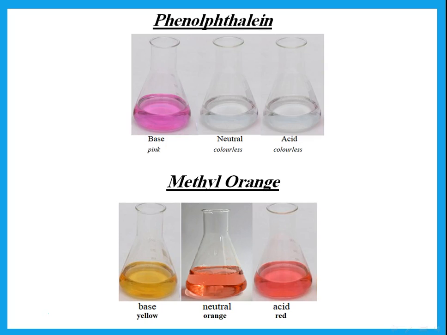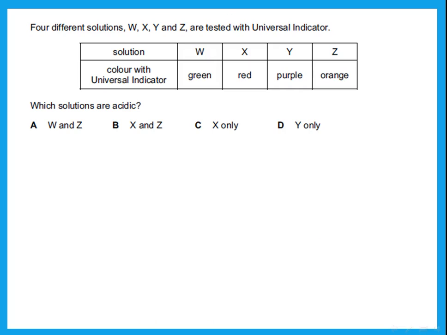Now what about methyl orange? Methyl orange is red in acid, yellow in a base, and when the solution is neutral, this is called methyl orange, so it is orange. Remember that it's called methyl orange because it is orange in neutral. But in base it is yellow, in acid it is red. You have to remember these colors.